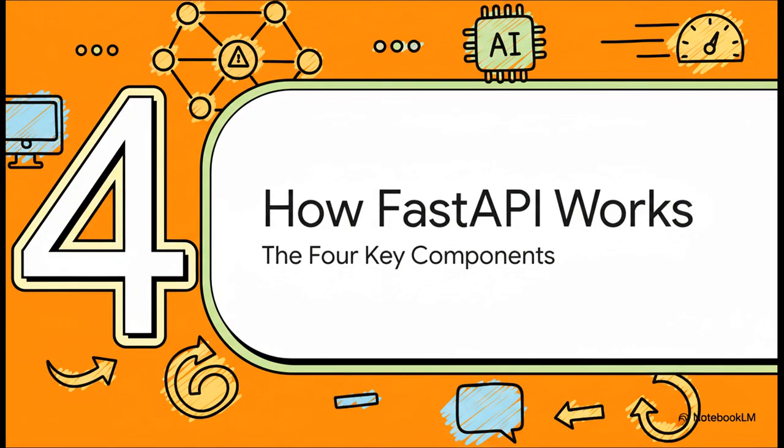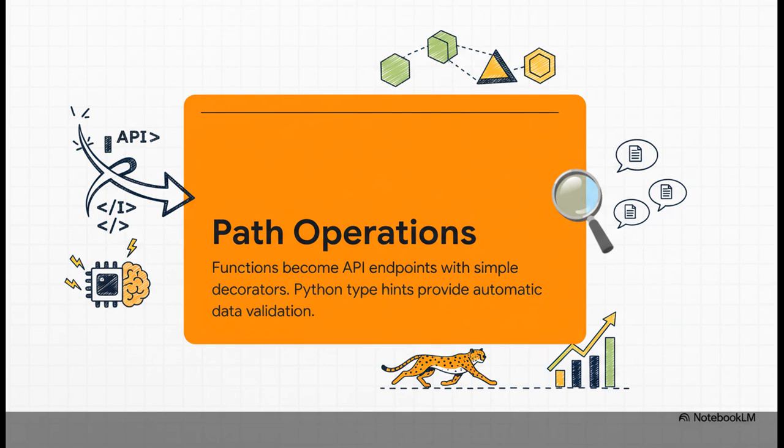Okay, so let's dive into this a little deeper. How does it actually deliver on all these promises? Well, it really comes down to 4 key components that work together beautifully. First up, you've got path operations. This is where the magic really begins. You write a standard Python function, and then with a simple one-line decorator on top, which is like giving your code a superpower, something like @app.post, and boom. FastAPI instantly turns that function into a live API endpoint. It really is that simple.